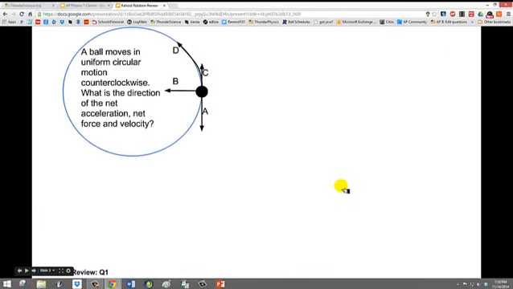All right, so this is a review of the Kahoot quiz. This first question says, a ball moves in uniform circular motion counterclockwise. What's the direction of the net acceleration, net force, and the velocity?